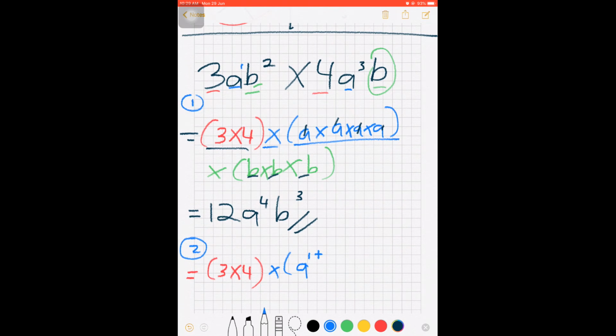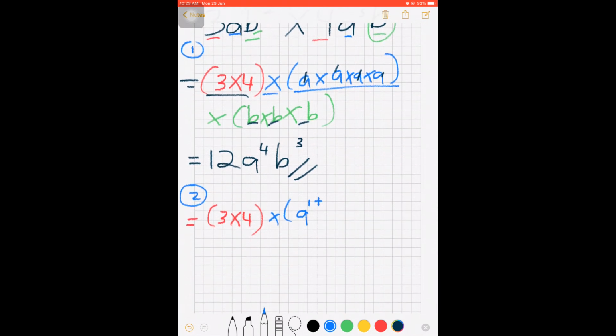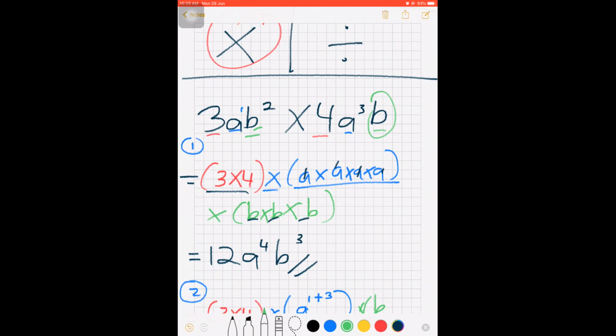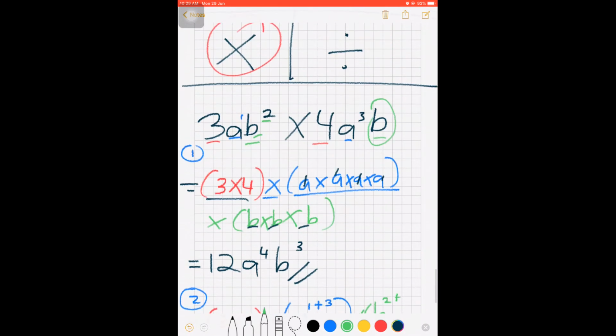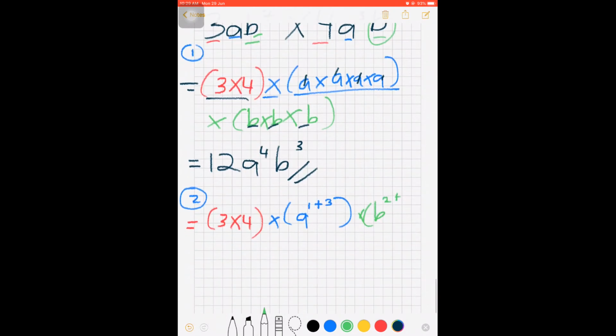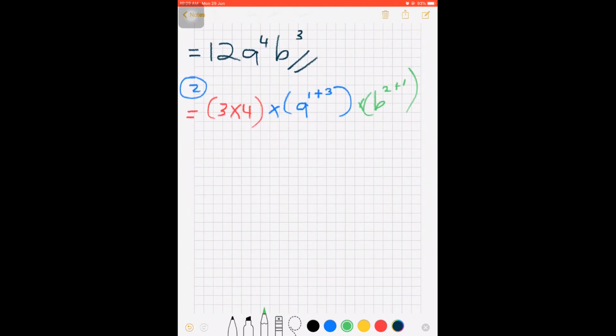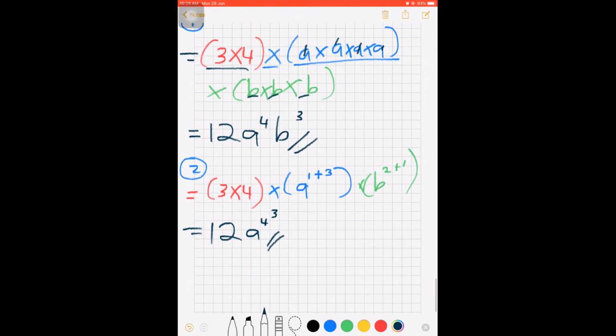You tengok ni berapa? A kuasa 3 kan? So you tambah 3 like that. And then for B pula sama. Darab B. The B, this one is B kuasa 2. So I take B kuasa 2 tambah berapa? This one is 1 kan? 1. So tambah 1. So dapat tak jawapan sama? 3 times 4 is 12. A kuasa 1 tambah 3 is A 1 tambah 3, 4. B pun sama. B kuasa 2 tambah 1 is B kuasa 3. So you can see the answer is the same.